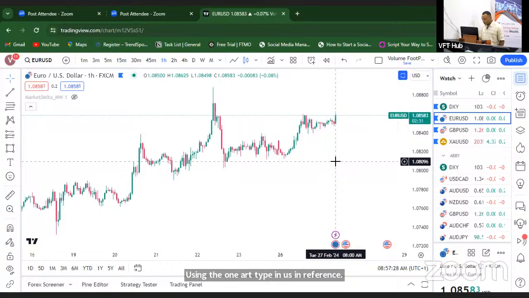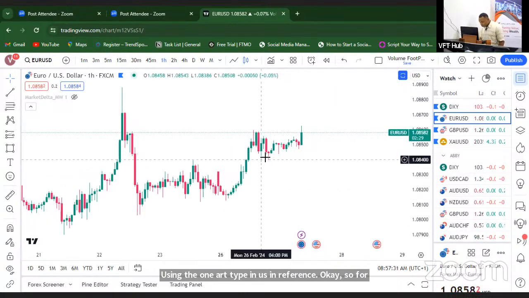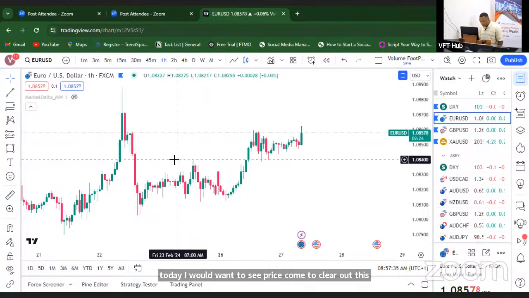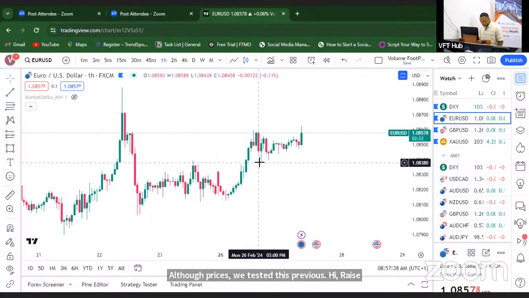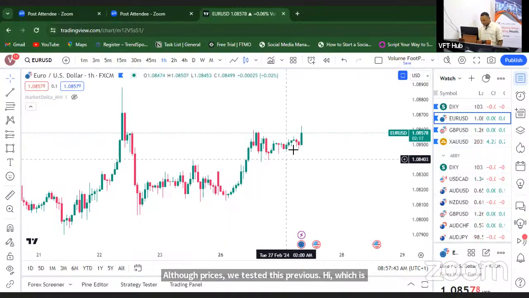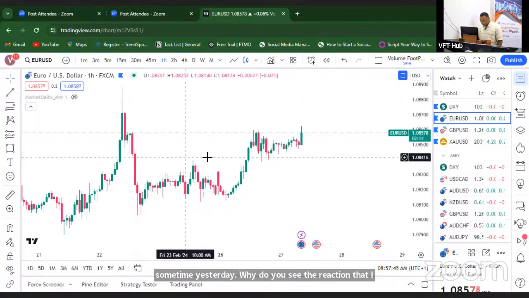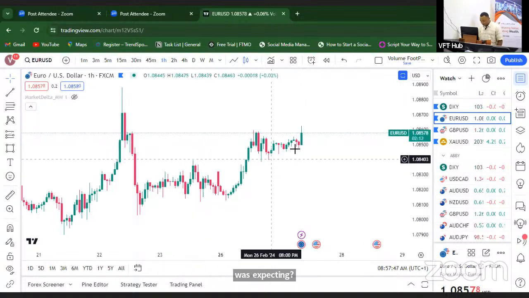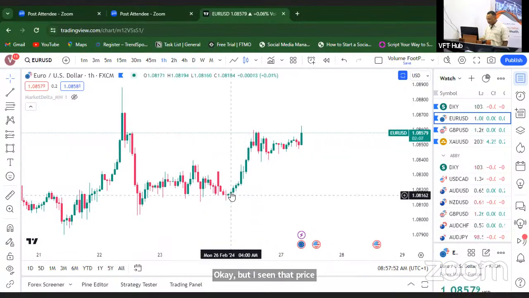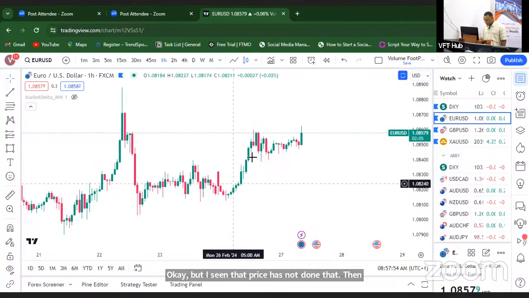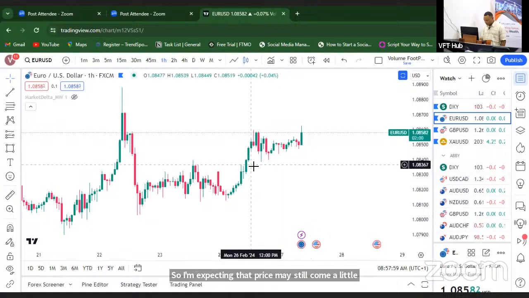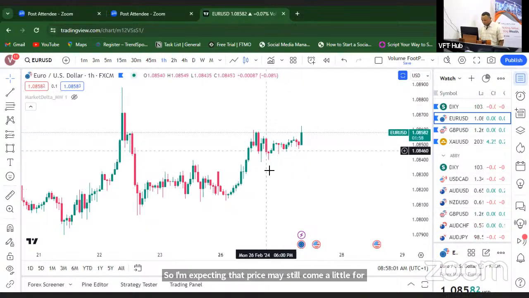Okay, so for today, I would want to see price come to clear out these lows. Although price has retested this previous high right here, which is sometime yesterday, I didn't see the reaction that I was expecting. I was expecting a more volatile reaction from this place. Okay, but I see that price has not done that. Then we're also seeing some imbalance in terms of buy side. So I'm expecting that price may still come a little further, using this as an inducement, grab liquidity all the way downwards, and then continue trading above.